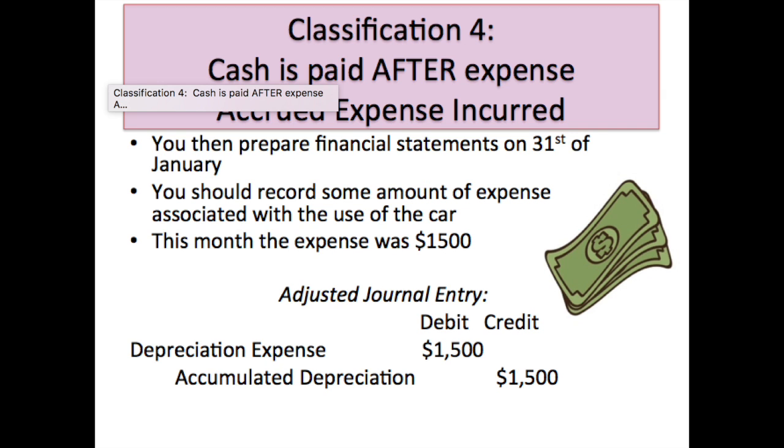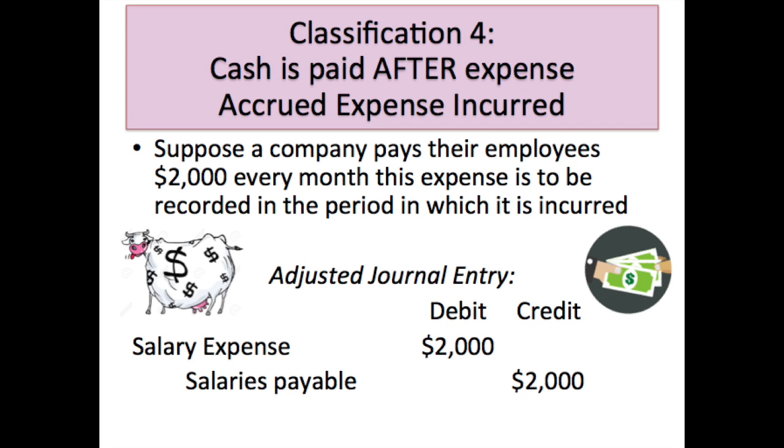Classification 4. Cash paid after expense. Now imagine a company pays their employees $2,000 every month. This expense is to be recorded in the period it incurred. The company must record the $2,000 of expense. They would do this by debiting the salaries expense and crediting salaries payable.